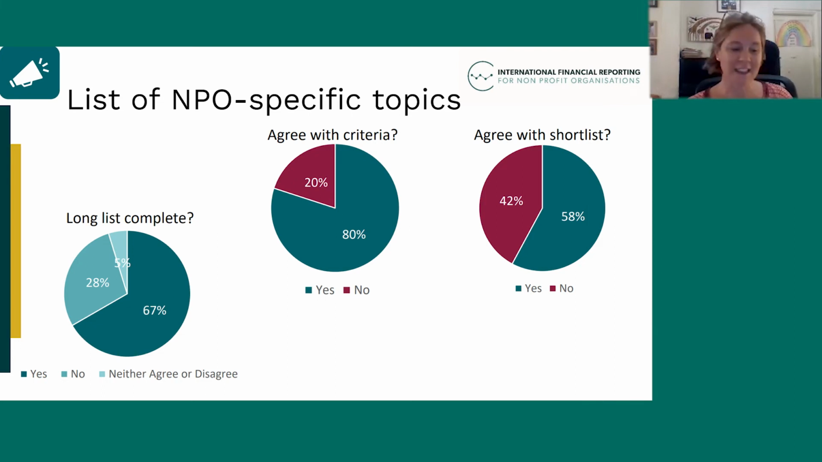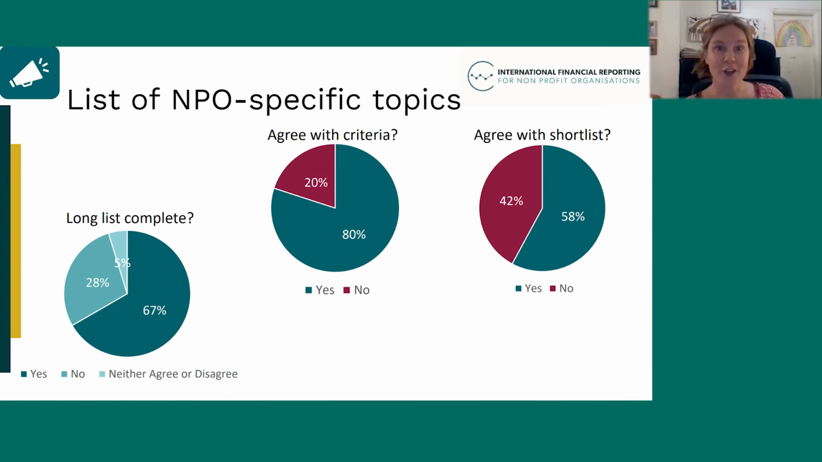Some respondents suggested removing topics from the long list, questioning whether they were really NPO-specific issues. And that included investments, service concessions, and foreign currency transactions. Now, these topics will remain on the long list, but further work will be done to articulate why they belong there. Now, in terms of the criteria for prioritisation, there was general support, with 80% agreeing.